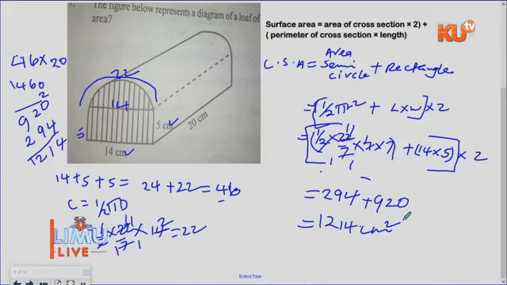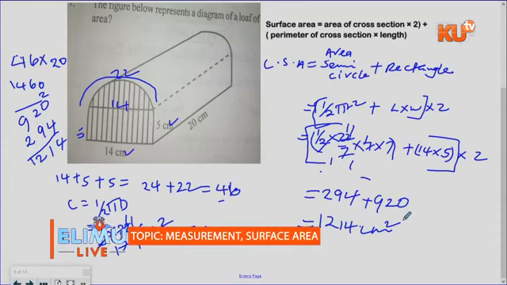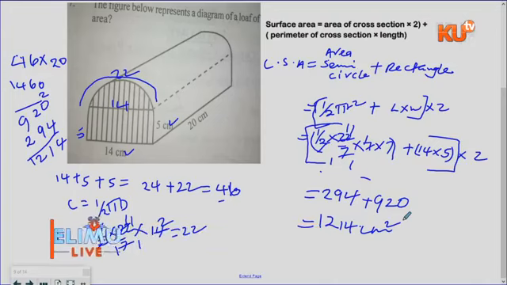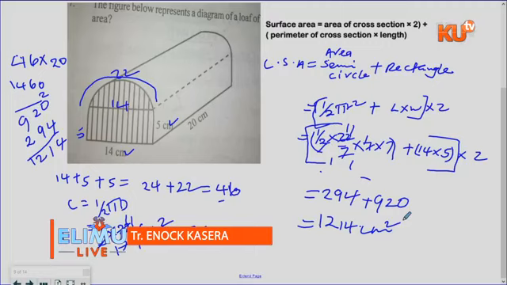So actually, what you need to do is find the area of the cross section times 2. And remember the cross section here, we have the semicircle and the rectangle. Then you multiply by 2. After that, you also find the perimeter of the cross section. So to find the perimeter, you just add the length, the width. We have 5 and 5, then 14.